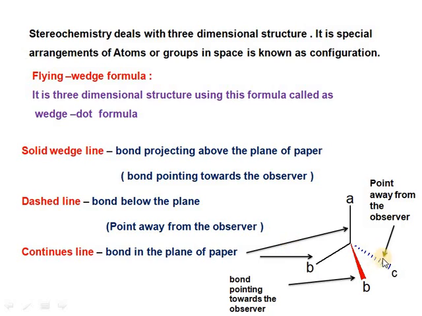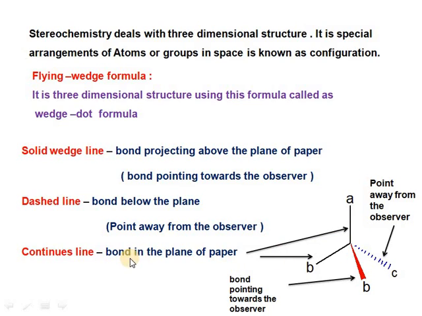The second line is the dashed bond, or dash line. It means the groups or atoms are shown below the plane of the paper, or pointing away from the observer. And the next lines are the continuous lines. These two lines are called continuous lines.